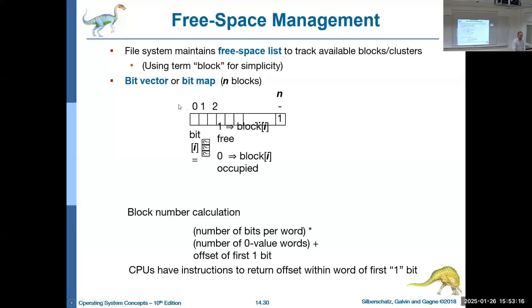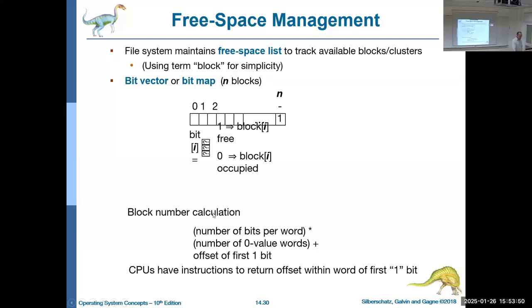The text here is not aligned, but basically you put a 1 in here and it means that the block is free and 0 means the block is occupied. We saw that before, it's the reverse of what you might think. Block number calculation: number of bits per word times the number of 0 value words plus offset of first 1 bit.